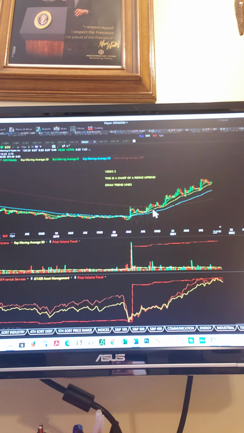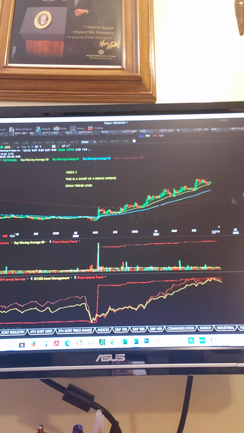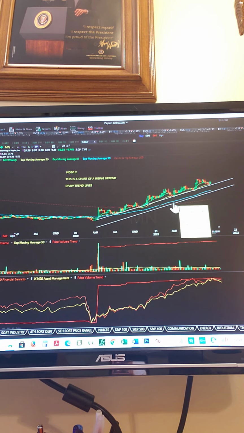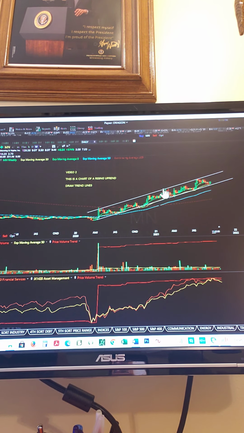Okay, this is what we call a rising trend line. I'll draw it for you so you can see it. Typically what most investors do, they draw one trend line and then they get a parallel trend line out of their menu and see if it fits the other way. That's what we call a rising trend line.